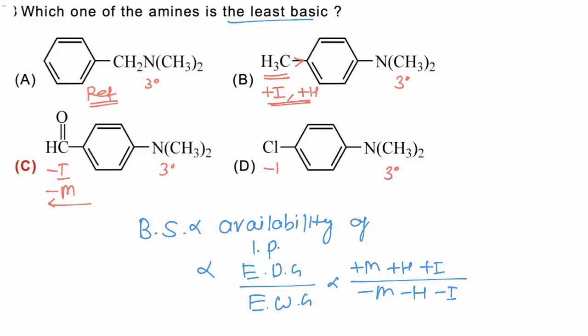In option D, -I and +M are present, but halogens are overall electron withdrawing, so halogen will decrease basic strength. So now in the given compounds, B is most basic, then A, then D, and C is least basic, and hence the correct answer is C.